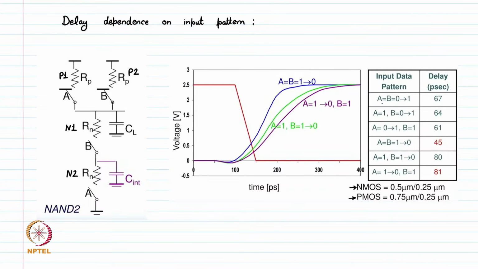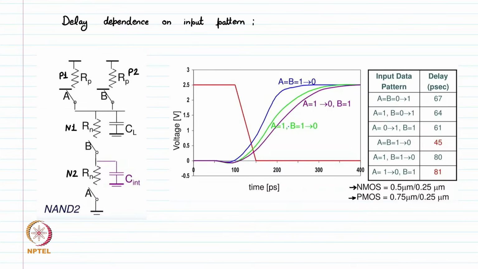In the first case, we have A and B, both going from 0 to 1. This red graph shows the input, whichever input is changing, and these blue, green and purple curves are the different cases.